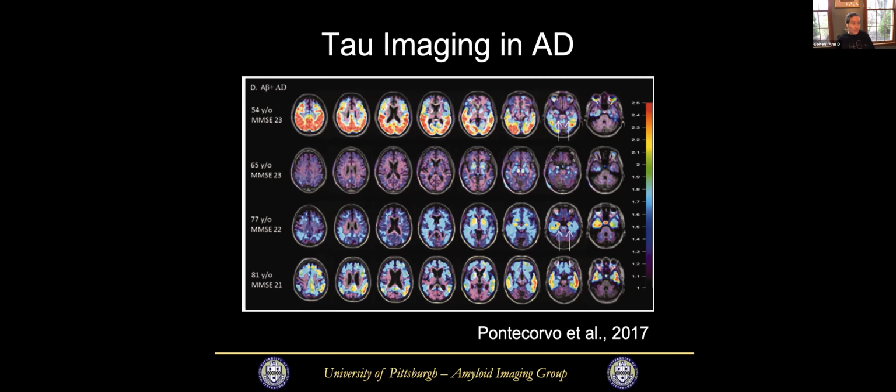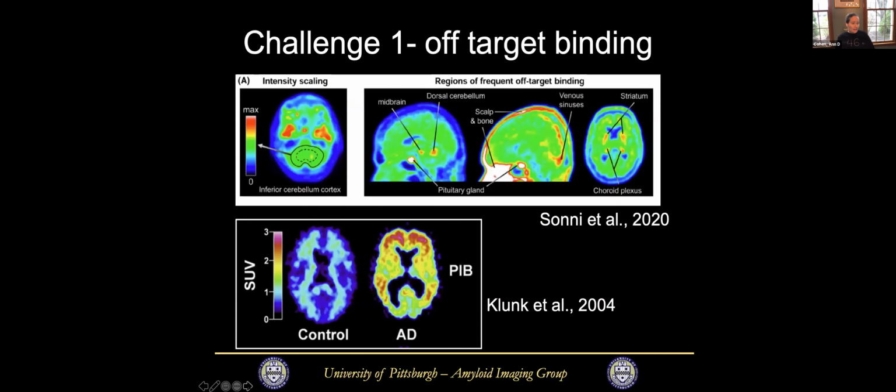One of the challenges with tau imaging that we don't have with amyloid imaging is that amyloid plaques don't exist in the white matter. So it's very easy to say that that's not specific binding. But some of the areas where there is non-specific binding of our tau tracers are also areas very close to areas where there's a lot of tau pathology. And so this gets a bit challenging. So that leads me to sort of our first challenge, and that's off-target binding.